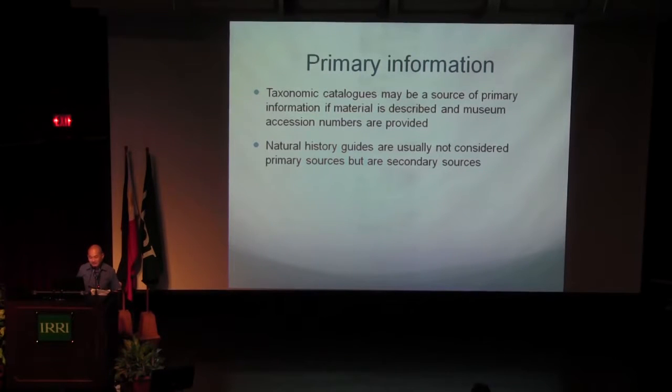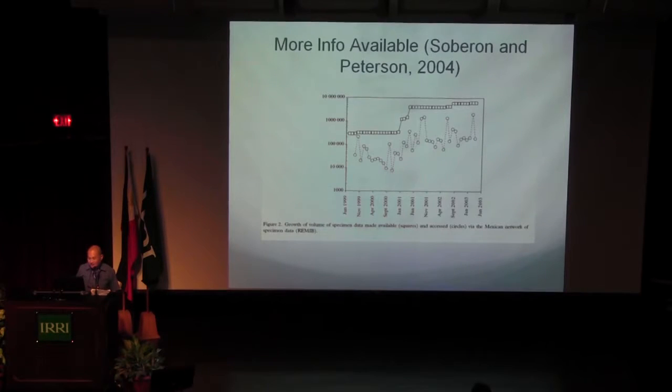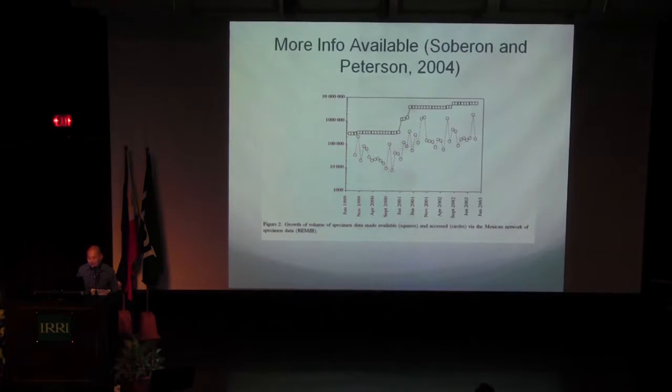However, with the advent of increasing computing power, we can get much of this information from online databases, and also the spatial extent, especially if we have GIS. And so there has been a lot of information now available, and this, my slide's a little bit old, but there's even more information online about biodiversity information.